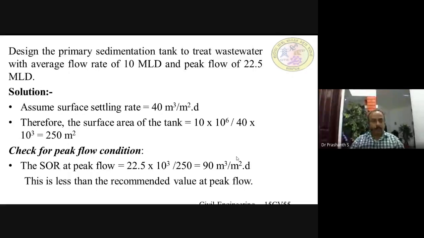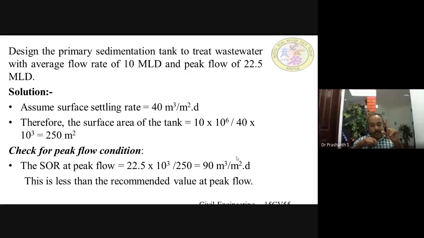Here, in the solution, I'll start by assuming the settling rate. Surface settling rate is 40 meter cube per meter square day. This you have seen in the previous slides. Therefore, using this, the surface area of the tank required is, as the average flow is 10 MLD, 10 into 10 to the power 6 divided by 40 into 10 to the power 3. It has been converted into liters. You get 250 meter square of tank area. That is the tank area that is required for this average flow.